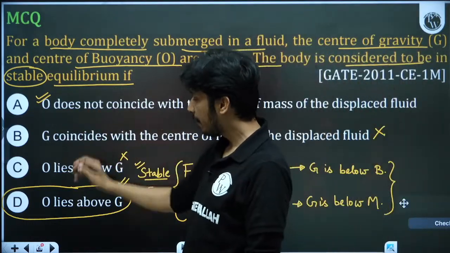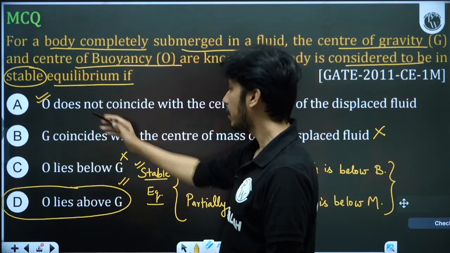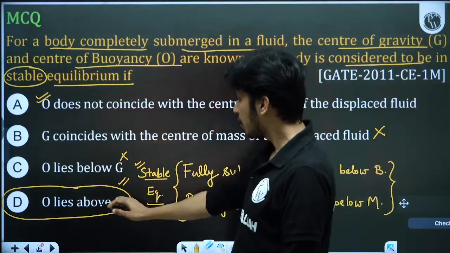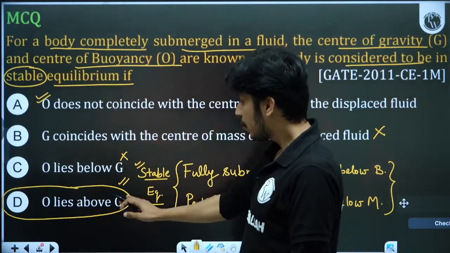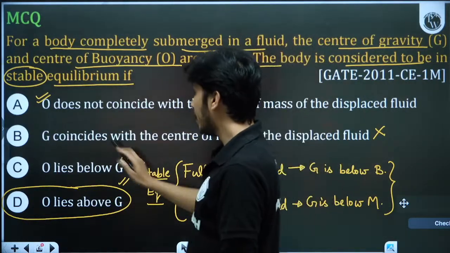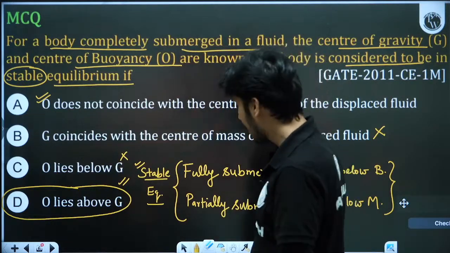This may be correct if all the options are wrong. If they say O lies at G, O lies below G, then this will be correct. If this option was O lies at G, and this was also wrong, then we can give this answer. But this is more correct now. Now we will give D as the answer. I am not saying this is not correct, but relatively D is more correct. Okay, are you getting my point?